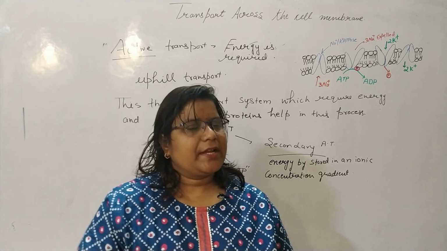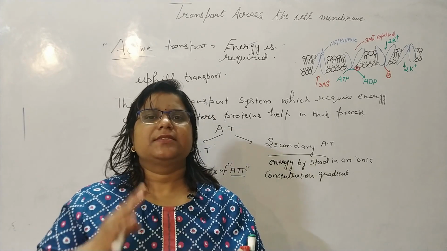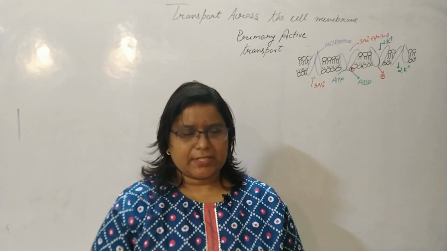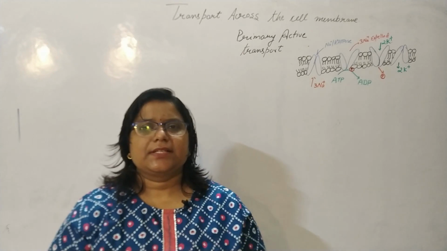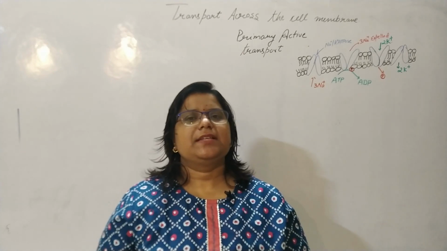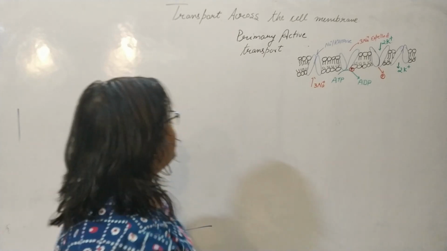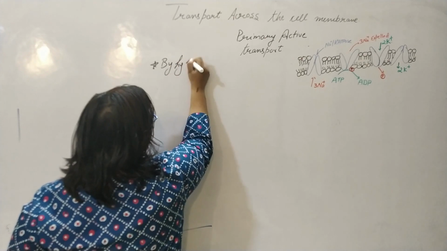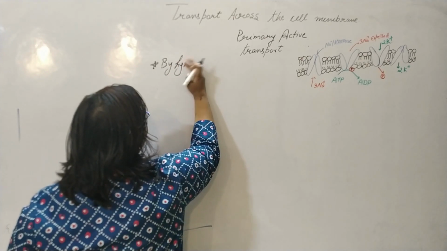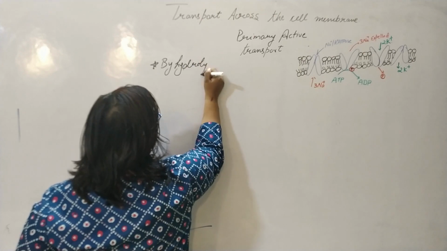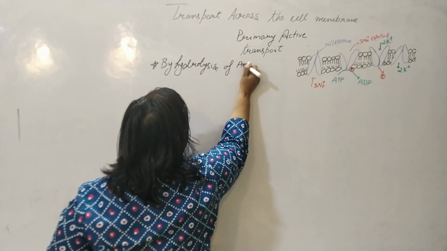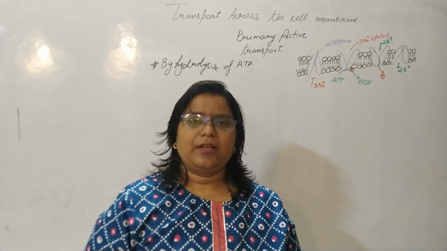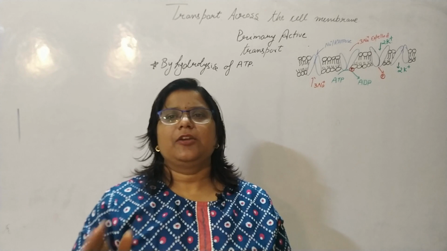Okay, now we will discuss about the primary active transport. In the primary active transport, we will discuss about the sodium potassium pump. As we have discussed that the primary active transport utilize the energy by the hydrolysis of ATP. Okay, so in the primary active transport, the energy comes by the hydrolysis of ATP.